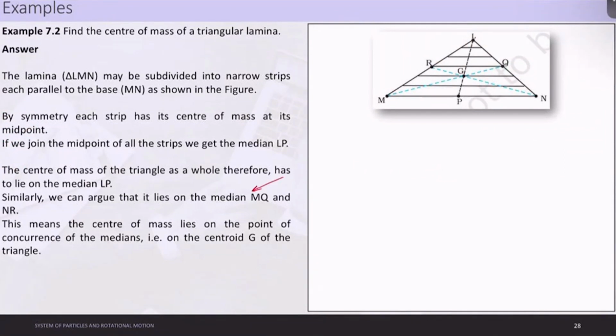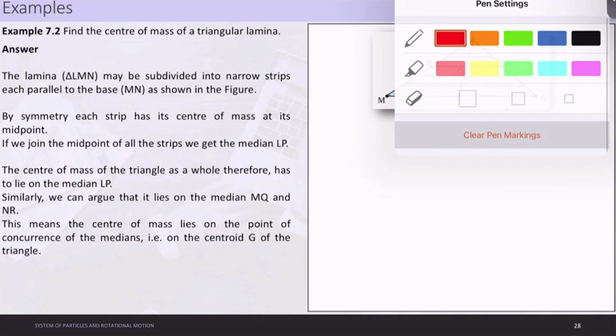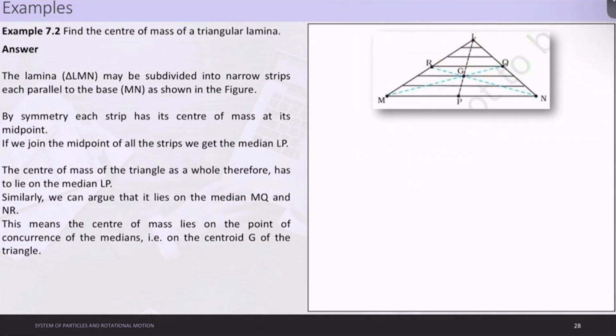So now let us say that we have subdivided the scenario in this form. Therefore, for the triangle, the center of mass would lie somewhere in this location. Similarly, the triangle can be divided in this form, and in this form the center of mass will lie in this direction. But to satisfy all three criteria, there is only a single point which intersects all these three lines.